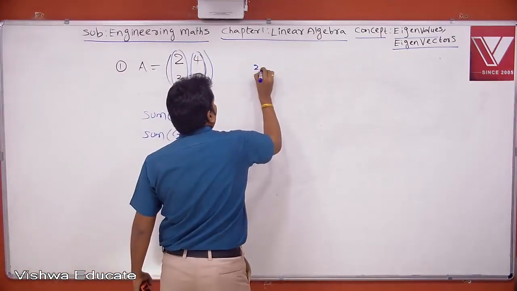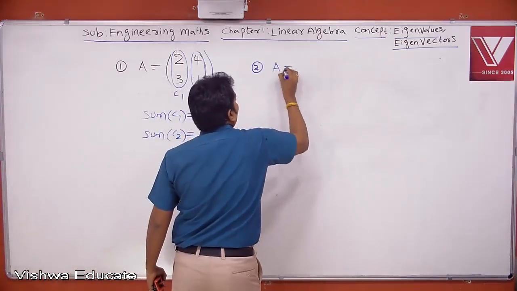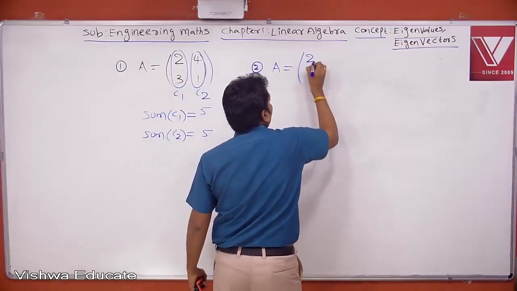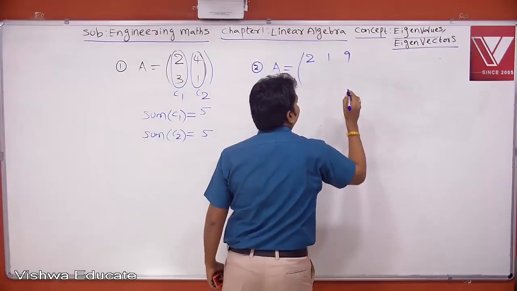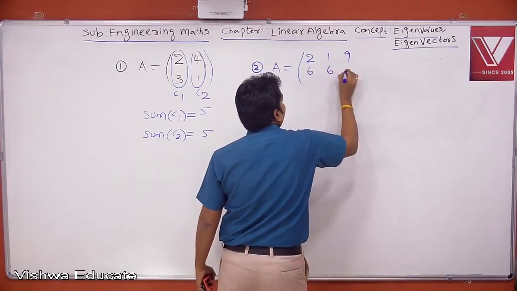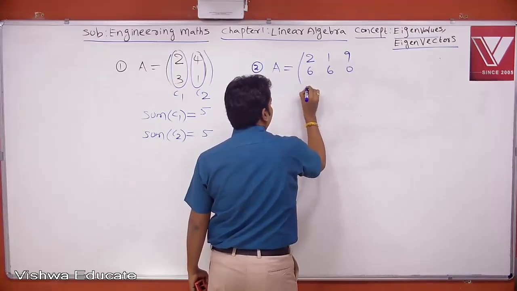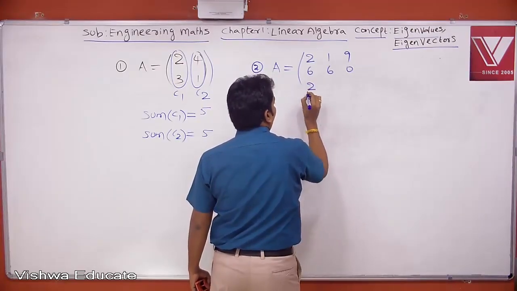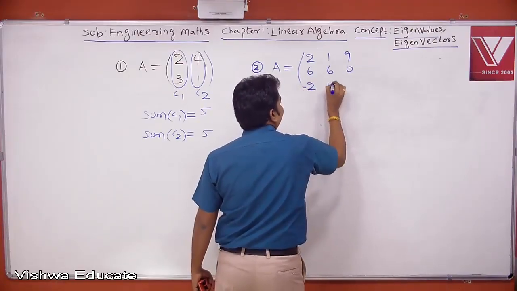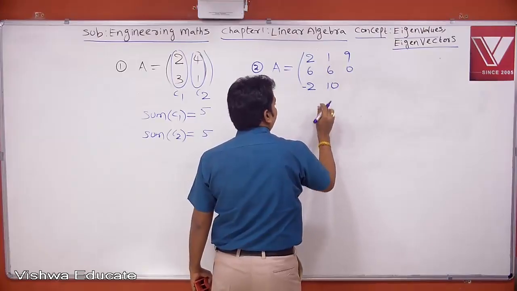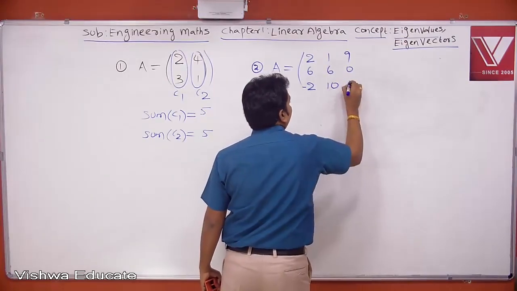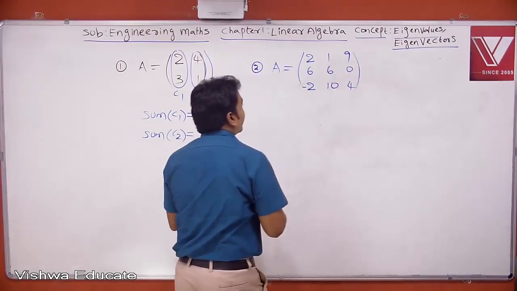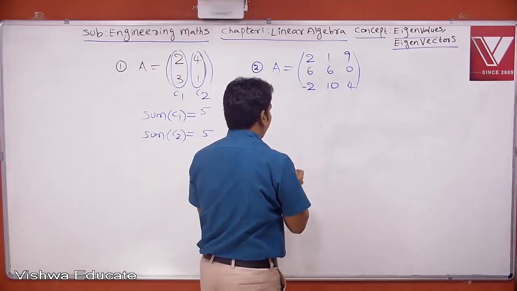If I take a second example, suppose A equals 2, 1, 9, then 6, 6, 0, and the last row is 10, 4, and for example minus 2. This is 10, for example 10 plus minus 2, 8. This is 4. Now let us see in this case.